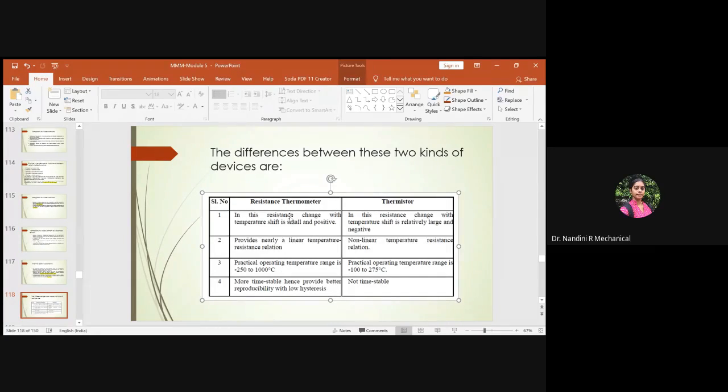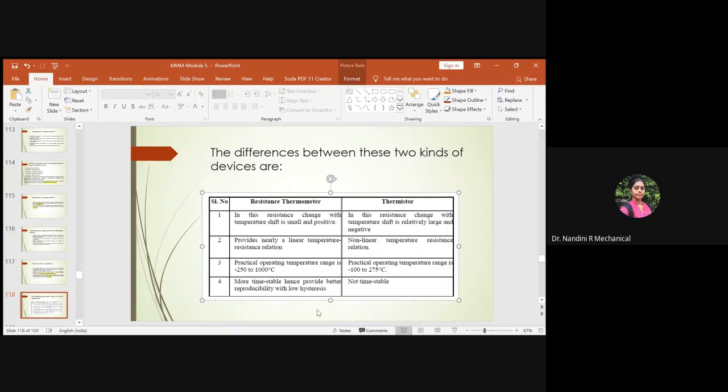And next, in case of resistance thermometer, the operating range of temperature which is being used lies within the range of minus 250 degrees Celsius to 1000 degrees Celsius. But whereas in case of thermistors, the practical operating temperature will be for a very smaller range, which is in between minus 100 degrees Celsius to 275 degrees Celsius. Okay, so these are the major three differences.